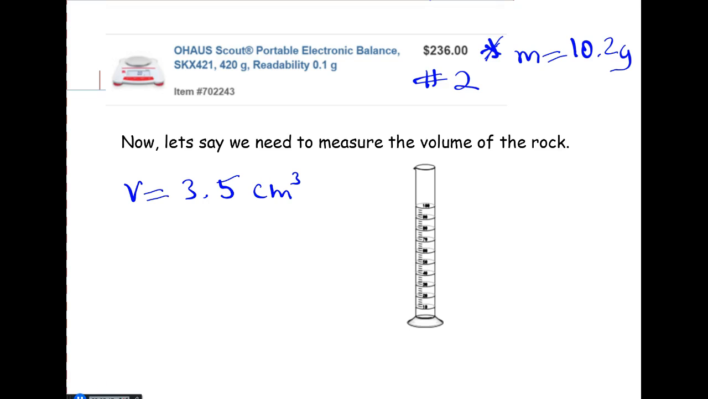If we had another graduated cylinder with much more precision, we may have found that the volume of the rock wasn't just 3.5, but rather maybe something like 3.5243 cubic centimeters. Again, if we use a different tool with more precision, then we may find that the numbers are different, like these two numbers here. One is 3.5 cubic centimeters and the other one is 3.5243 cubic centimeters.